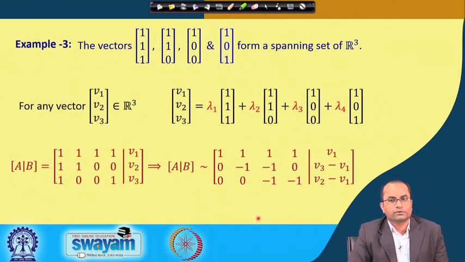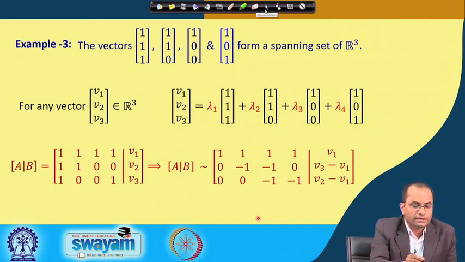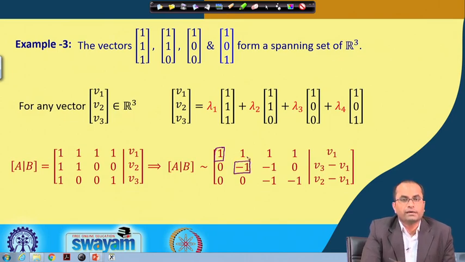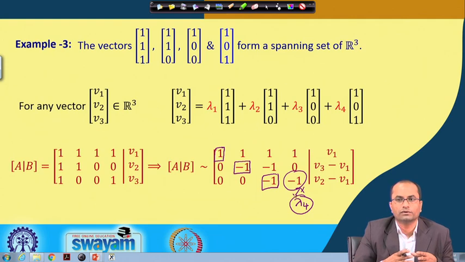Now what we will observe out of this reduced form is whether we can get such lambdas or not. Getting back to the pivot elements, the first column has a pivot, the second column also has a pivot element, and the third column also has a pivot element. So we have 3 pivot elements, and the fourth column does not have a pivot element. So lambda 4 is a free variable, and all other lambdas will depend on the choice of lambda 4.